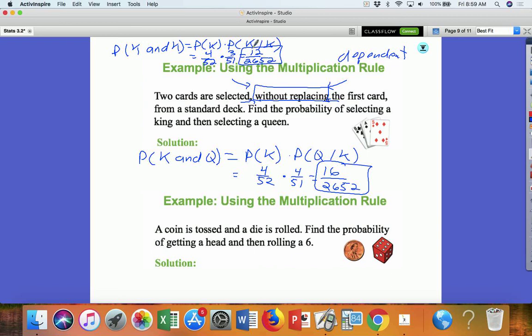Okay, let's do this one. A coin is tossed and a die is rolled. What kind of events are those? They wouldn't be simple events because there really could be 2 things here and 2 things here, but they would be independent events. Find the probability of getting heads on the first and rolling a 6.